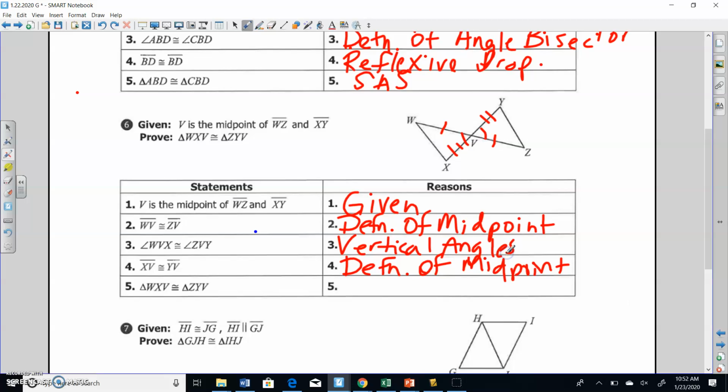Vertical angles are congruent, therefore we can say those two angles are congruent. So we have a pair of sides, and a pair of angles, and another pair of sides that are congruent on the two triangles. Do we have enough information to say that the two triangles are congruent? Yes. By what theorem or postulate? Side, angle, side. Because we only have two sides and we have the included angle. So side, angle, side.